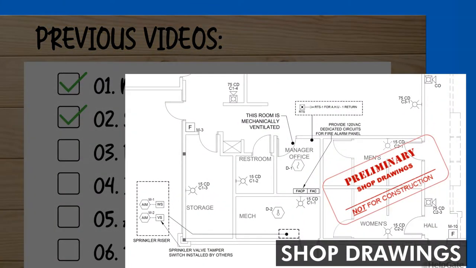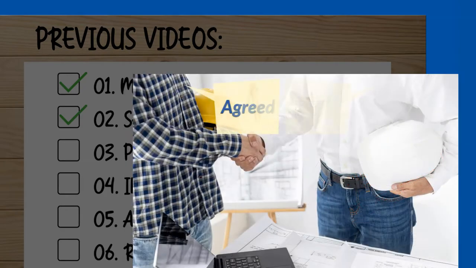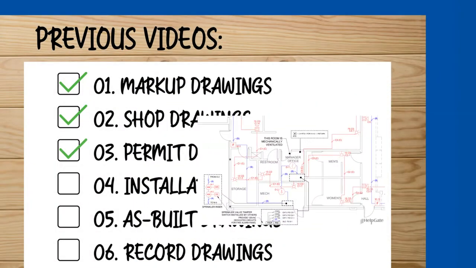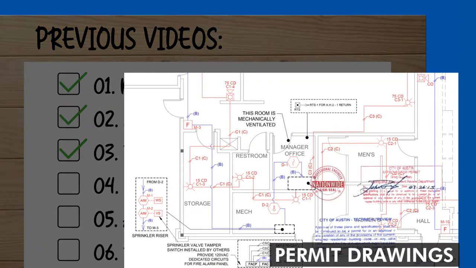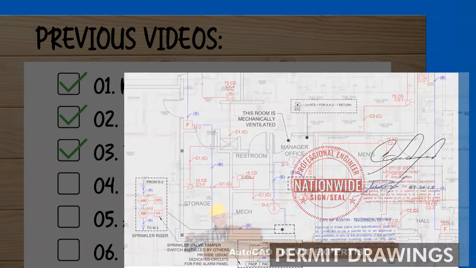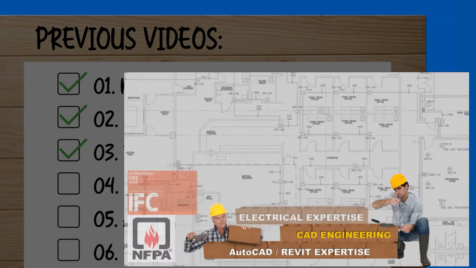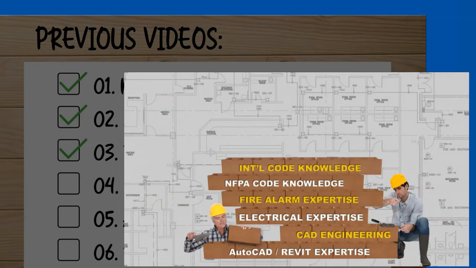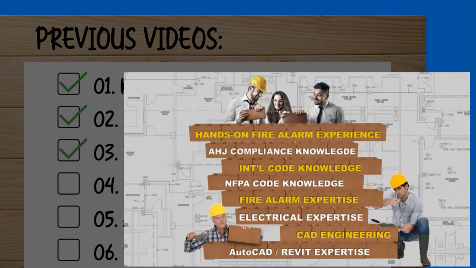We learn that shop drawings are useful for coordination between all parties, but in order to get approved for installation, we need permit drawings. We also learn that permit drawings are the result of many layers of qualified design, field expertise, and information to meet applicable codes and local AHJ requirements.